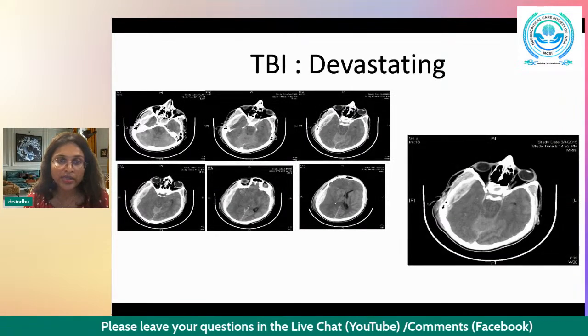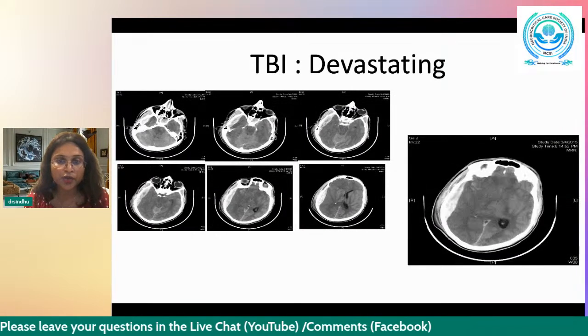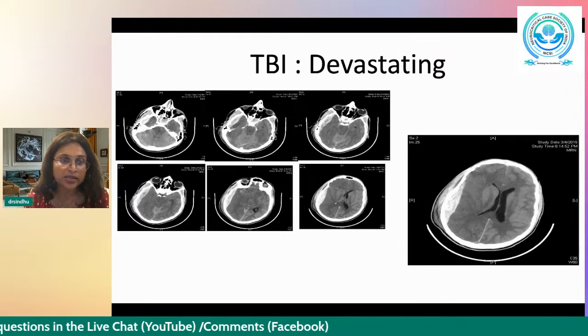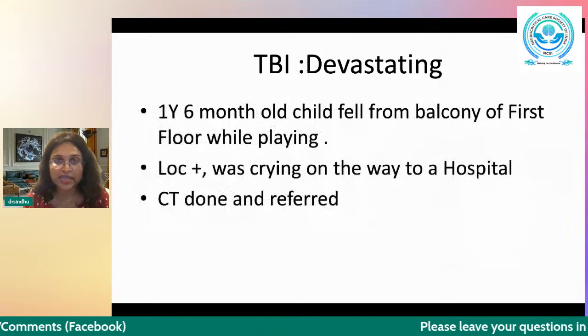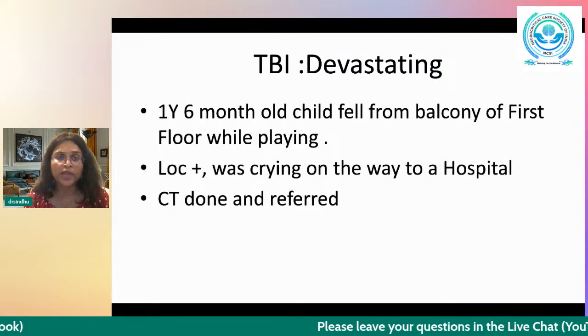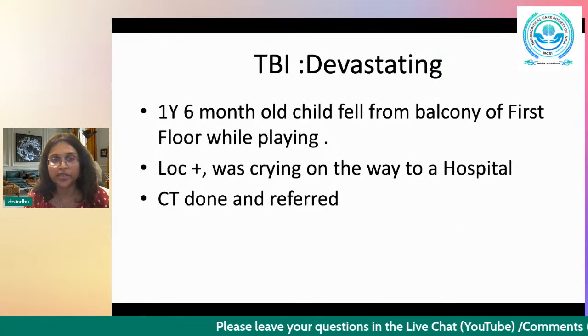And like you can see over here, a diffuse edema is present, and there is a bleed on the right side. So this is called a devastating brain injury. Nothing can be done for these patients except for tier 3 treatment.